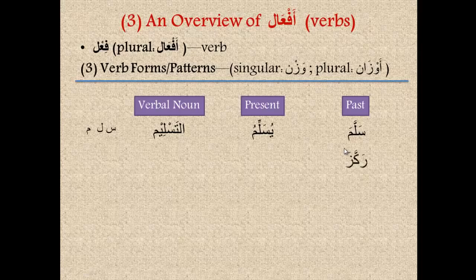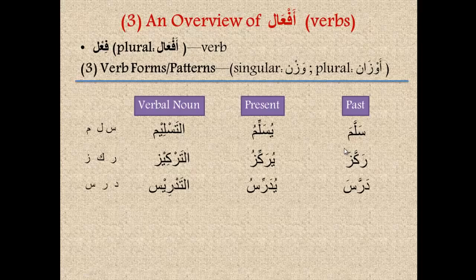Verb set number 2, we have for the past tense, rakkaza, yurakkizu for the present, at-tarkiz for the verbal noun. And the root letters are ra, kaf, and zai. Rakkaza, yurakkizu, at-tarkiz. And verb number 3, darrasa, yudarrisu, at-tadris. The root letters being dal, ra, and sin. Darrasa, yudarrisu, at-tadris.